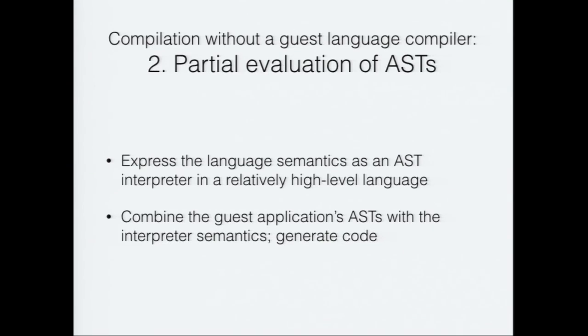The other way is the way we're proceeding with Oracle Labs, which is build an AST interpreter in a relatively high-level language and then use a partial evaluation of that. So take the abstract syntax trees of the guest application and the interpreter semantics and combine them to generate code. And again, I'm out of time, so I can't run the examples. You can see all of this on YouTube if you really want. I think we'll have a more detailed talk on that anyway.